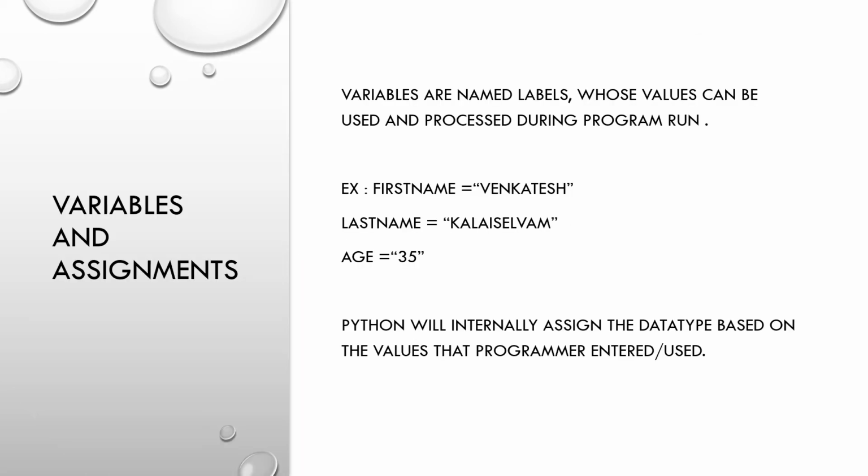Another interesting topic that we have to discuss is variables and assignments. Variables are named labels whose values can be used and processed during program run. Let's take an example where I'm going to store a person's details. For that, I should have a variable called first name. I put the value Venkatesh, and then last name, I placed the last name value, and then I have something called age as a variable. I'm going to add that data in it. So variables are nothing but placeholders to hold your data during your program execution.